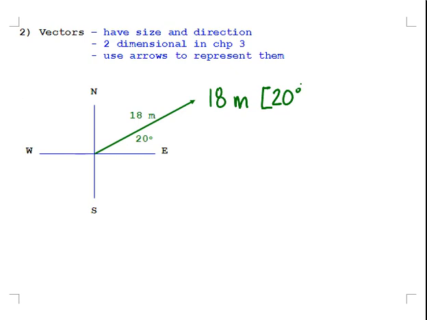Now, to figure out which way we're going to label this, is it north of east or east of north? It has nothing to do with how big that angle is. Sometimes students think, oh, it's bigger than 45 or it's less than 45, so it must be this. That part actually doesn't matter.